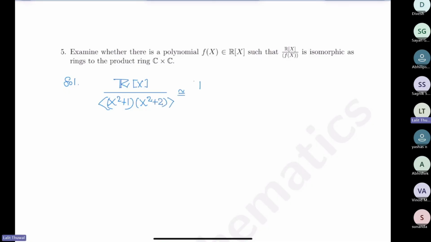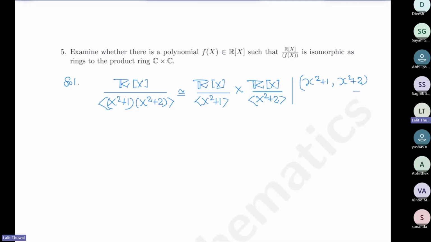This is isomorphic to R[x]. Why? Co-maximal. Okay. Their GCD is 1.